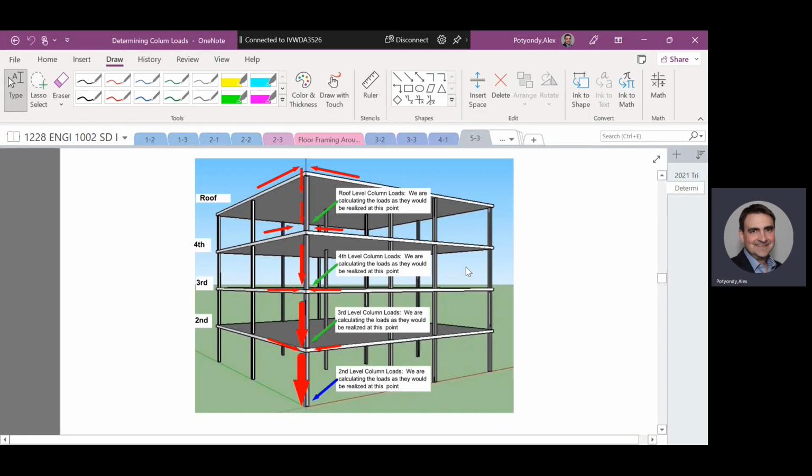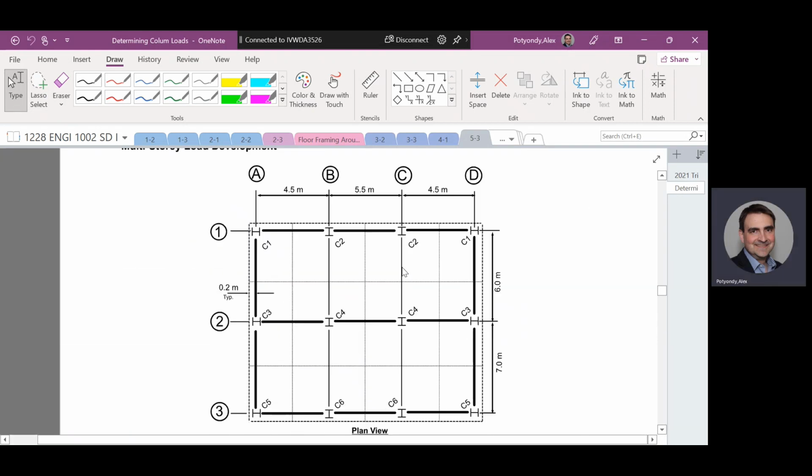There is symmetry in the building. And I can see that here because we look across. A to B is 4.5, B to C is 5.5, and then C to D is 4.5. And then down this side, I have 6 and 7. Well, by symmetry, column B1 and C1 are identical, so I only have to calculate for one of them. And column A1 and D1 are also identical. I'm going to call those C1.